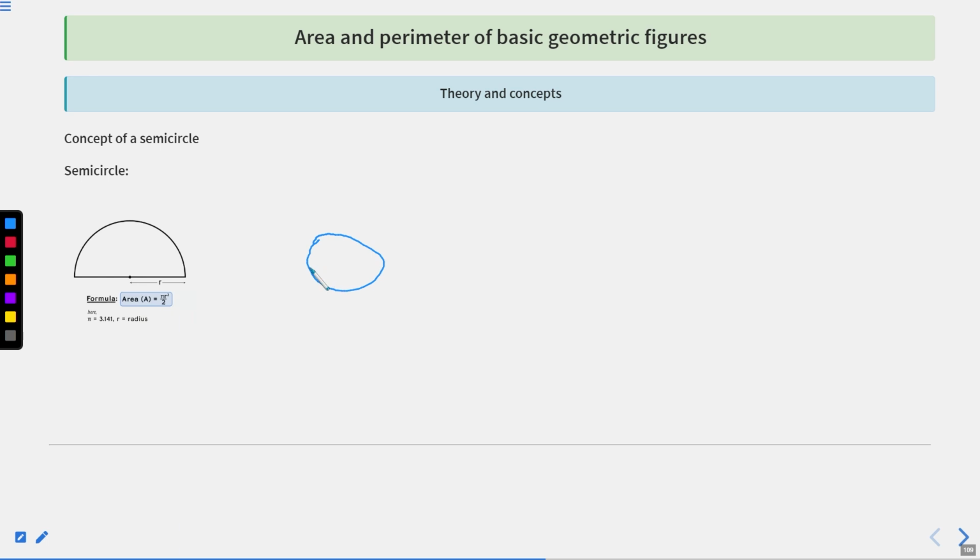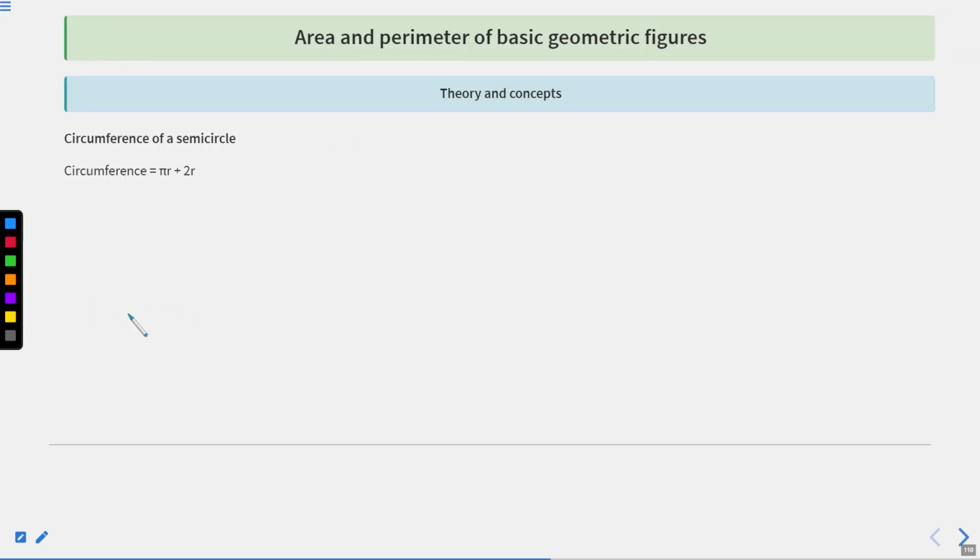If this is your circle, I cut it into two halves, so this area and this area are the same. The area of the complete circle is pi r square. Then what is the area of the semicircle? Definitely half of the original area of the circle. So that is what is written here. The area of a semicircle is pi r square by 2, where r represents the radius of the circle and pi is 3.141.